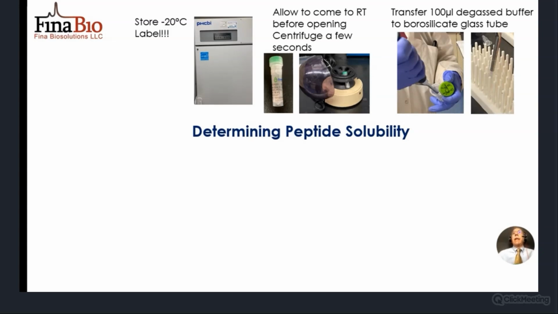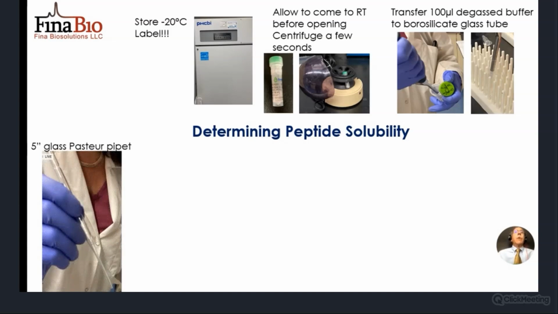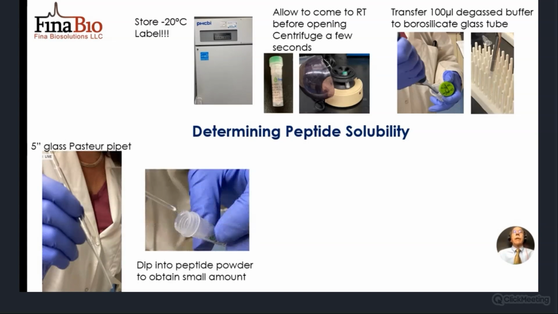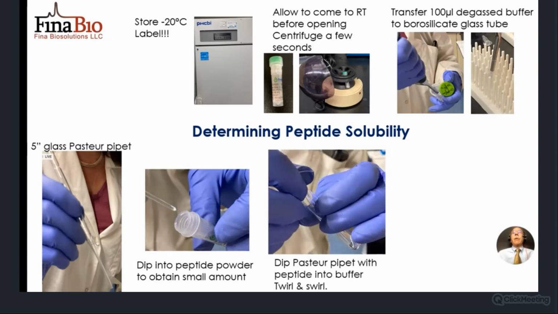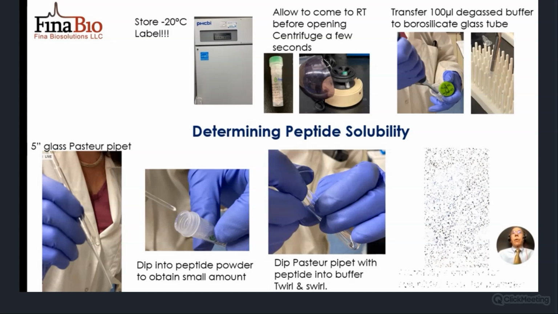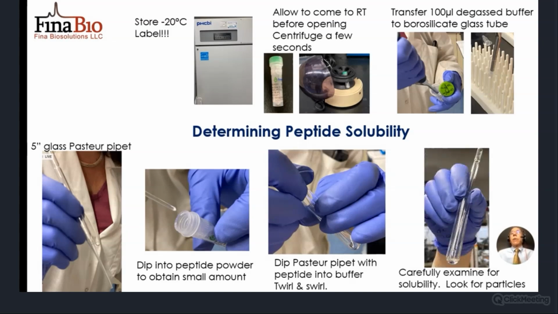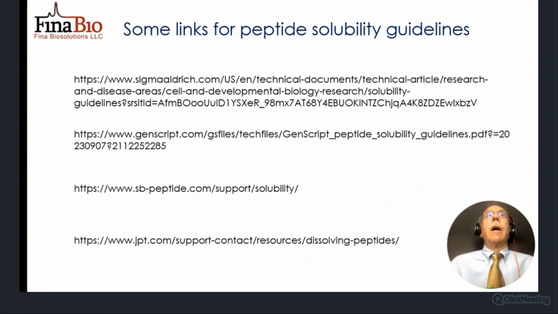We prepare a clear glass test tube with 100 microliters of buffer. We take a 5-inch or some short glass Pasteur pipette and dip it into the powder to obtain a small amount on the tip. And then we put that into the buffer, twirl and swirl it, and then we take a careful look to see whether there are any particles floating around or if it's fully solubilized. These are some links to some other guidelines for solubility that may prove helpful.